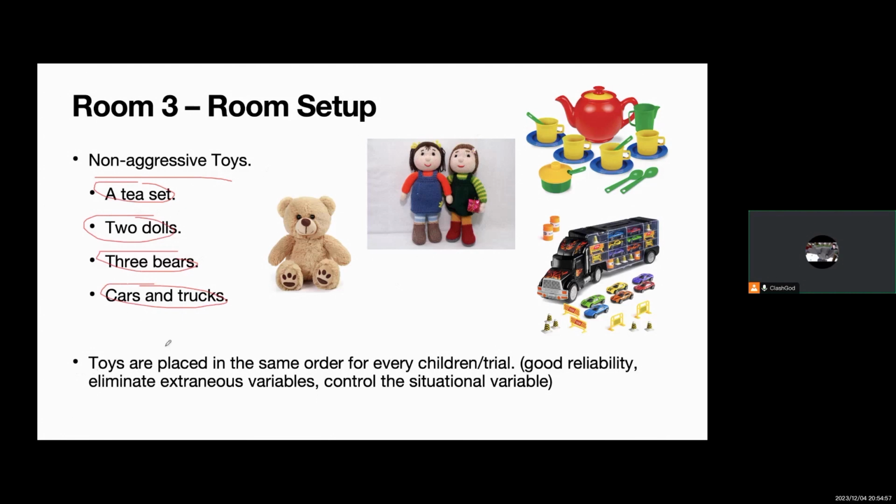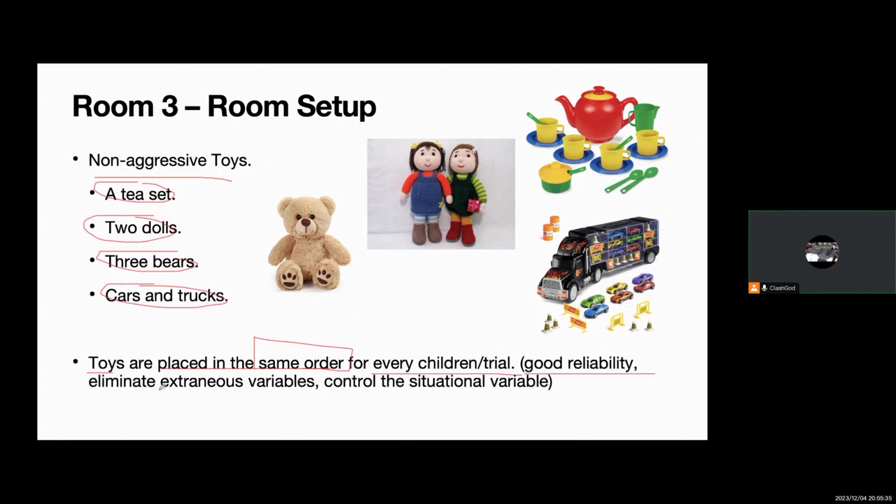Okay. And there is something worth noticing here. The toys are actually placed in the same order for every child's trial. So every child that comes into room 3, we reorder the toys into the exact same position each time. So they are placed in the same order as well as the same position. The reason we do that in room 3 is to ensure good reliability and validity. Why? Because the position of the toys might influence whether the children will play with the toy or not. For example, if it's closer to them, maybe it's more likely they will play with it.